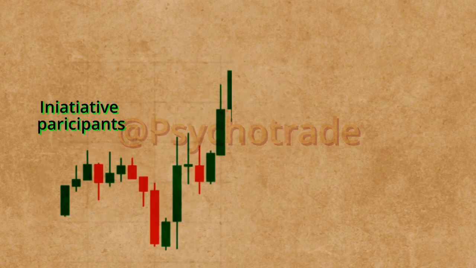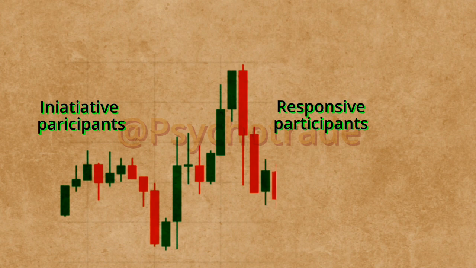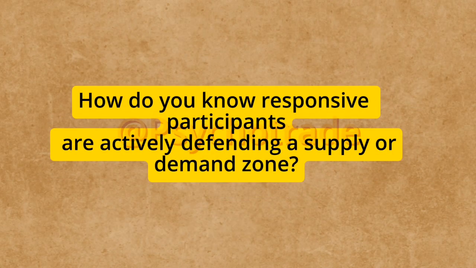Initiative participants push price away from value. Responsive participants push price back toward value. Understanding this interaction allows you to stop chasing price and start trading with structure. Now, the important question is, how do you know when responsive participants are actively defending a supply or demand zone? Here are 5 powerful signs to watch for.